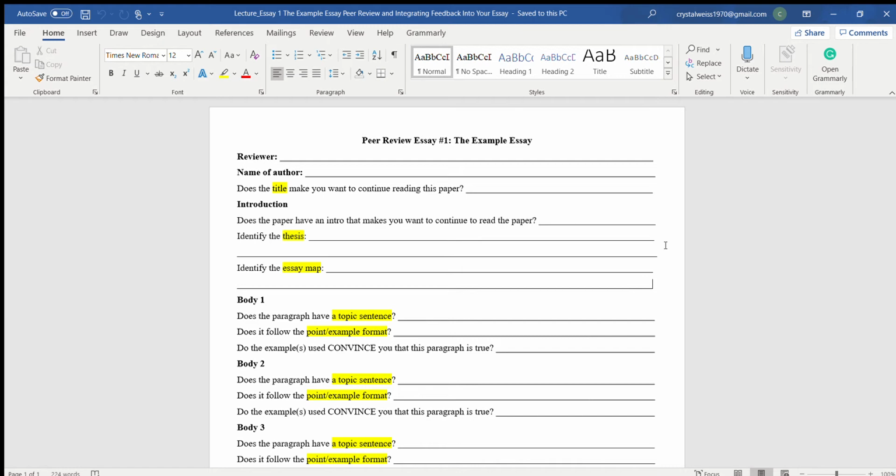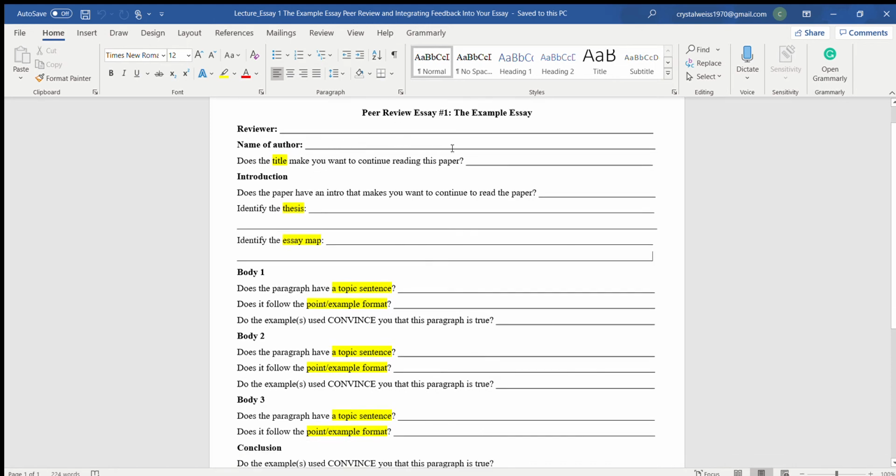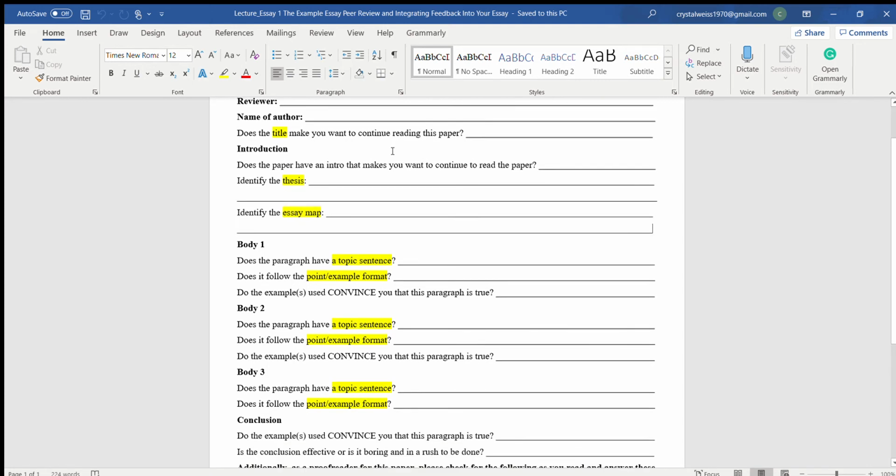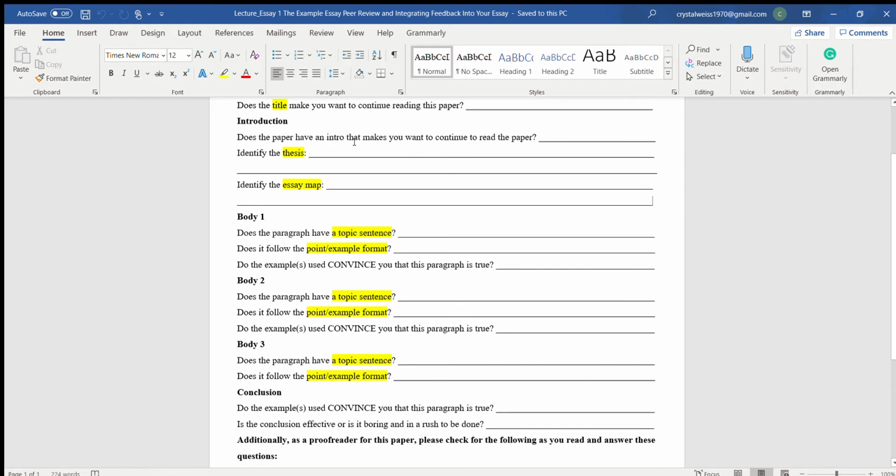All right. So you're going to go over this peer review sheet. The reviewer is yourself. The author is the person who you are peer reviewing, which I've set to anonymous, so you're probably not going to know the name, so you can just leave it blank. Does the title make you want to continue reading this paper? If it says something like Essay 1 or it's just the topic, then that's not exciting. Write that on there. Introduction. Does the paper have an intro that makes you want to continue to read the paper? Identify the thesis, identify the essay map.